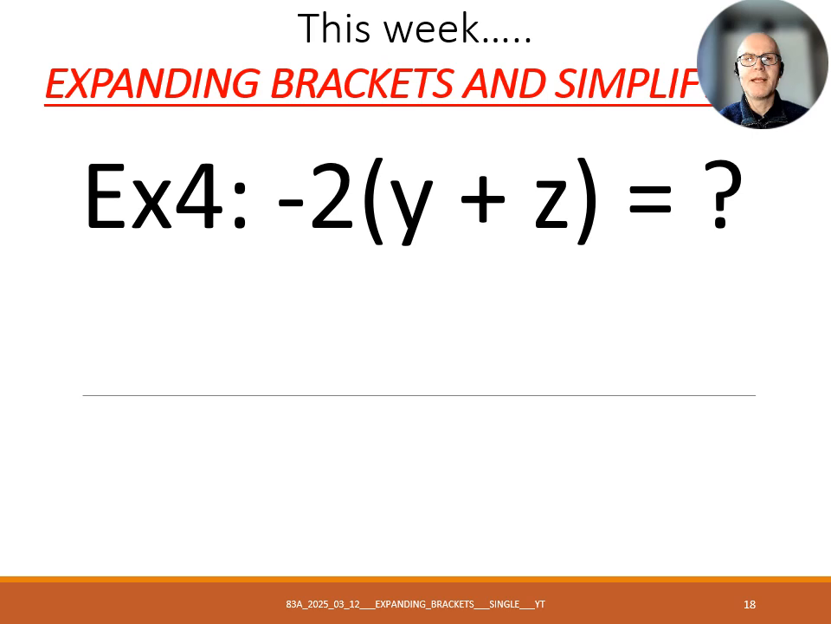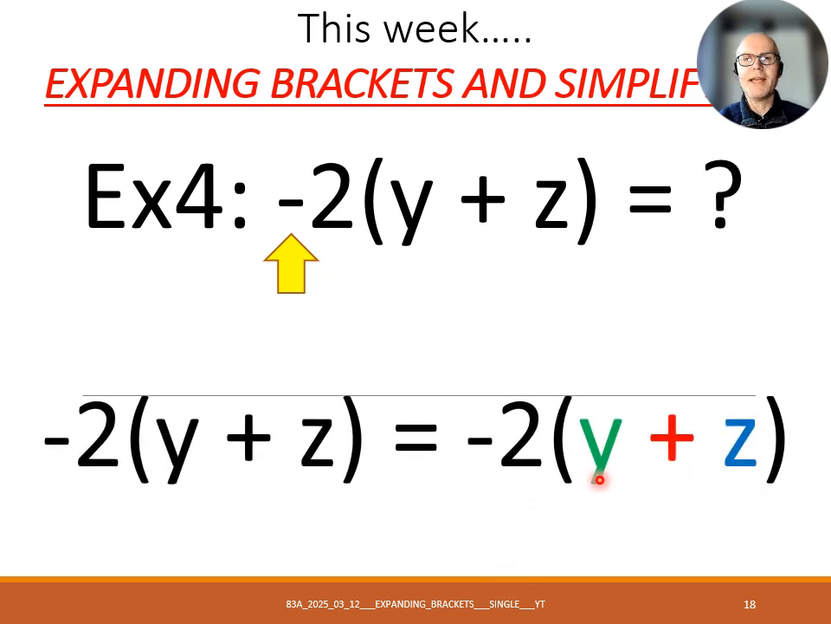Here's our next example. Negative 2, open brackets, y plus z. So this example here, we've now got a negative number outside the brackets. What difference is that going to make? We'll color code it again to help us track where the numbers and variables and signs come from. Negative 2 times y is going to be our first half of our equation, and then negative 2 times z.